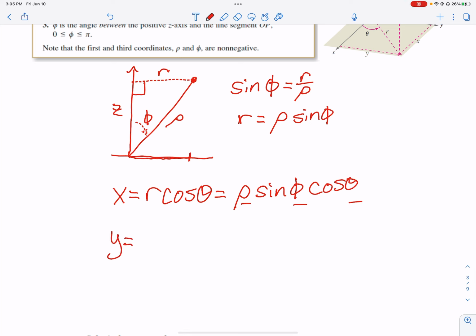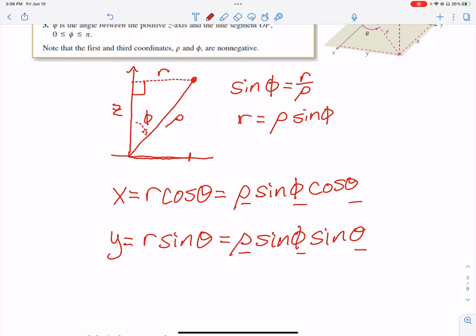We can do the same thing with y. That's r sine theta, right? That's going to be rho sine phi sine theta. And that'll be the same conversion, right? As long as I have rho, phi, and theta, I can get y as well.